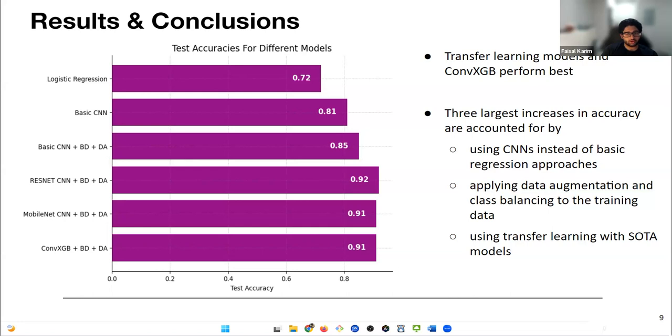And one thing we noticed was that the 3 largest increases in accuracy can be accounted by the fact that we use CNNs instead of using basic regression approaches, which definitely improved our model accuracy. We applied a lot of data augmentation and class balancing to the training data. And we also used transfer learning with the state-of-the-art models such as ResNet and MobileNet.